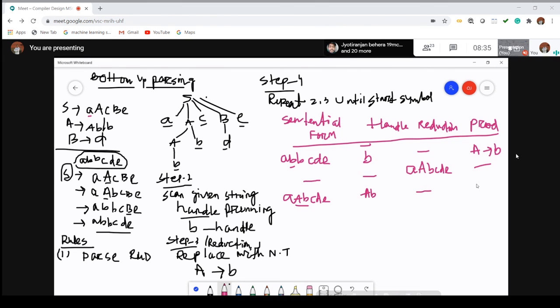Is there any production associated with AB? Yes, there is a production from A to AB. Okay, there will be no reduction at this phase, there will be no handle. Now in place of AB, the value will be replaced with the capital A. So it will be small a, capital A. The rest of the values remain the same: C, D, E. Now this small a, capital A, small c, D and E can be taken as the next handle.